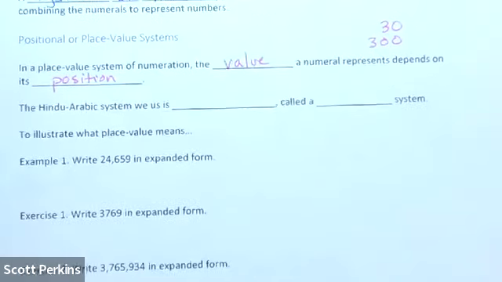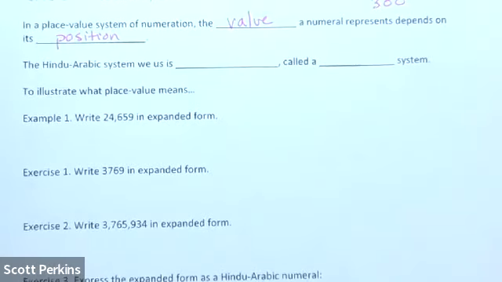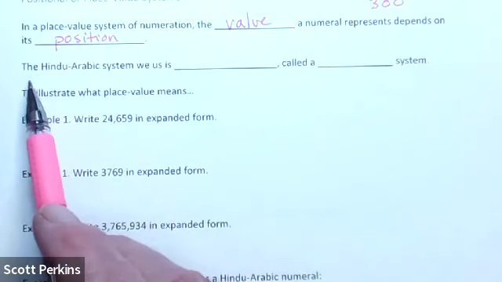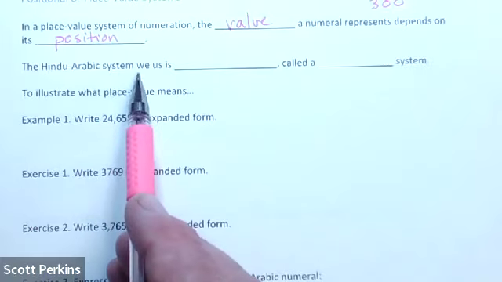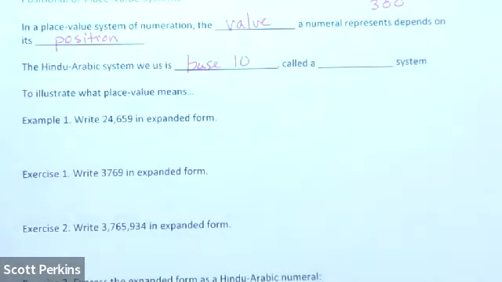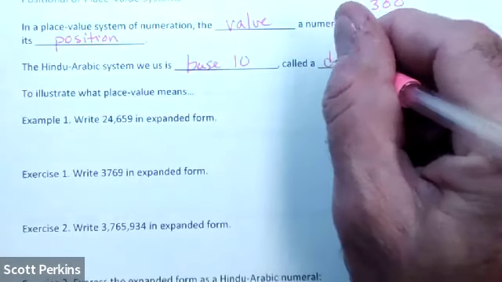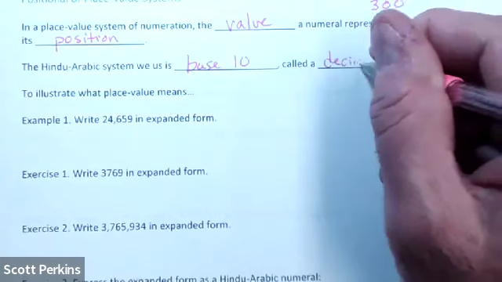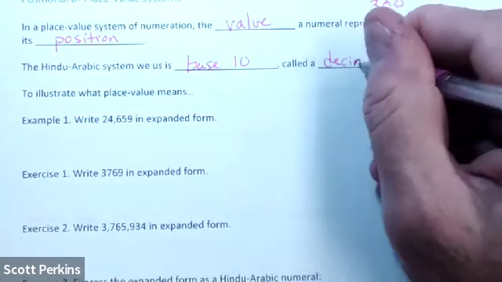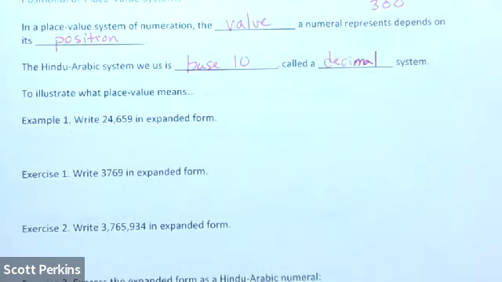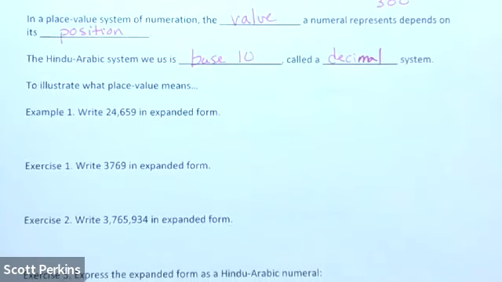And again, I mentioned this earlier, what our system is called over the course of history is the Hindu Arabic system. And it is base 10, and that is called a decimal system. Uh-oh, I ran out of ink. So my base 10 system is called a decimal system. I just want to illustrate for you what this means.